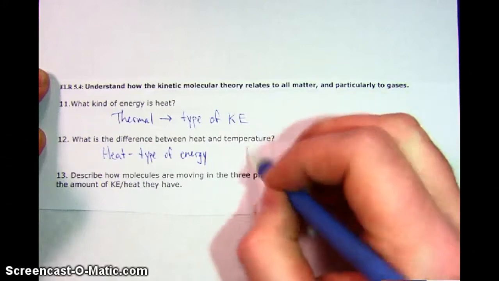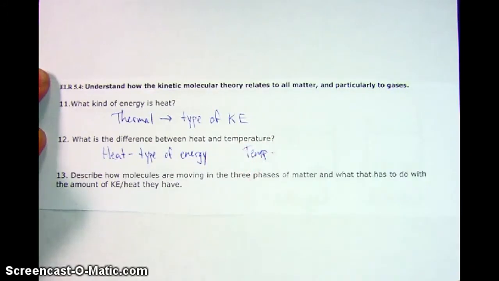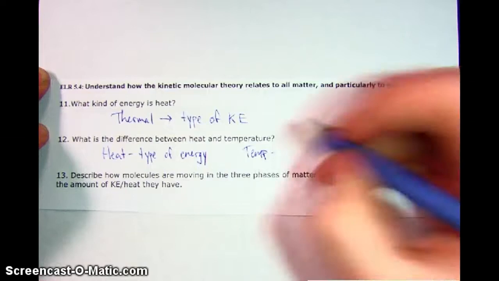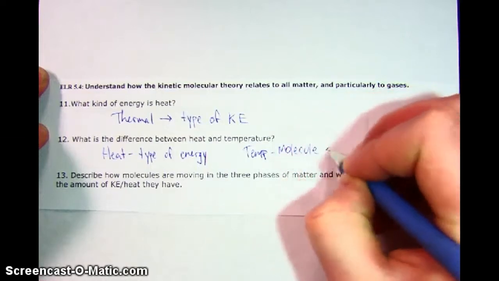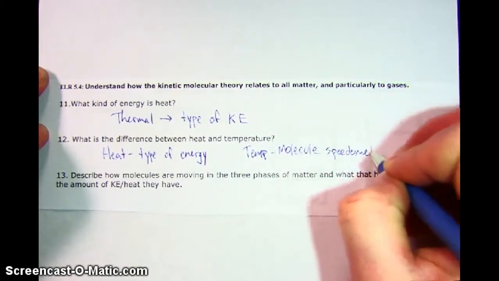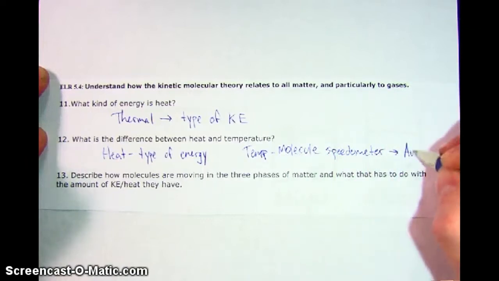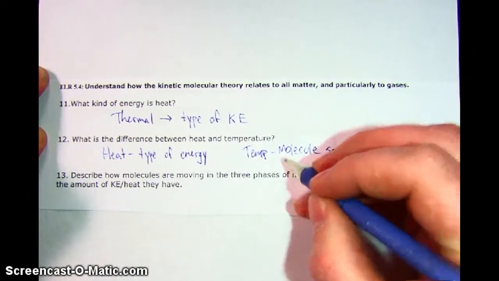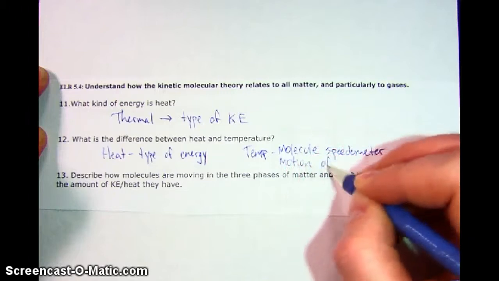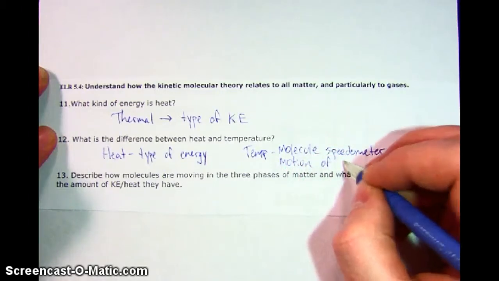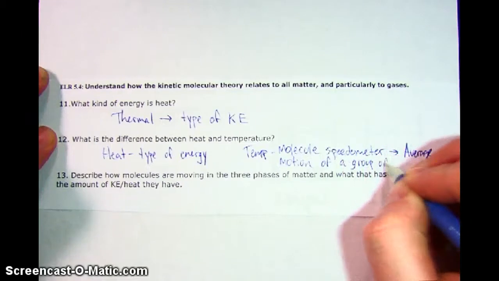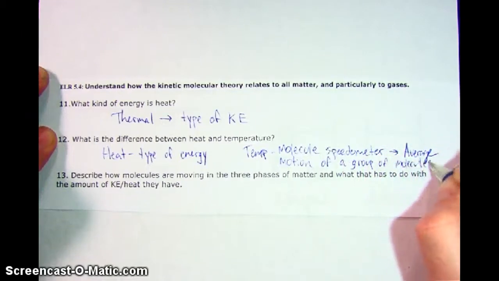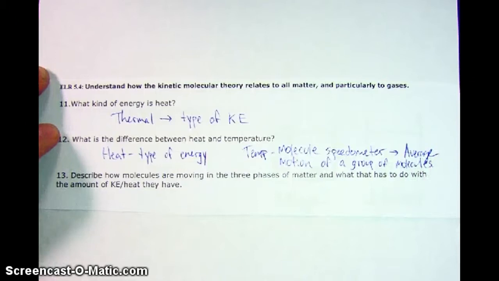Temperature, on the other hand, the best way I think about this is it is just like a molecule speedometer. What it does is temperature tells you the average motion of a group of molecules. So when you take your temperature when you're feeling sick, the thermometer is giving you a reading of the average speed of the molecules and their vibrations after you put the thermometer into your mouth.